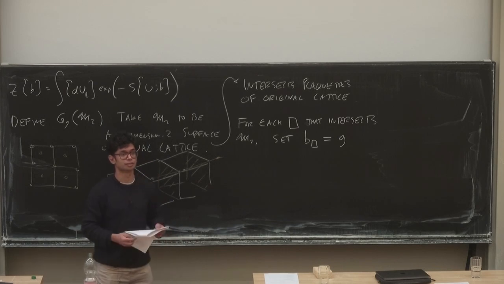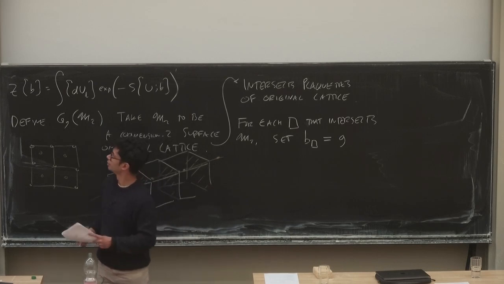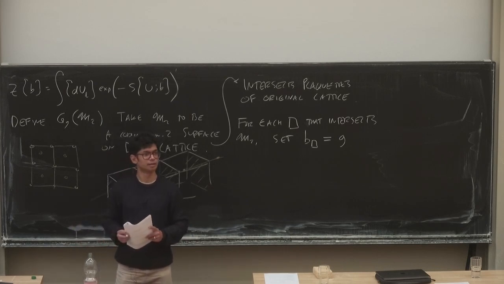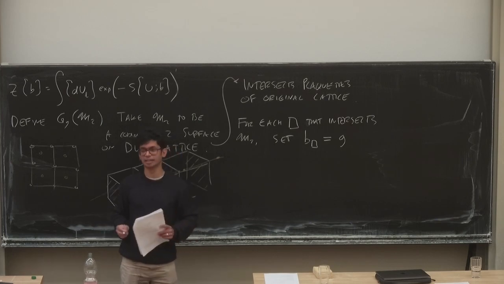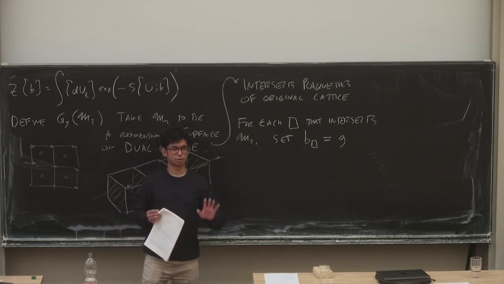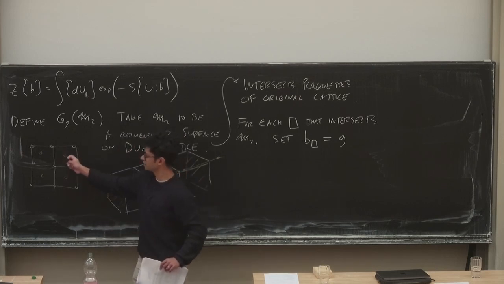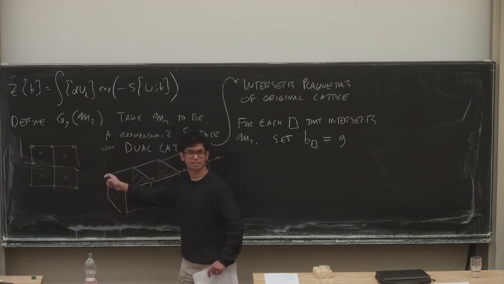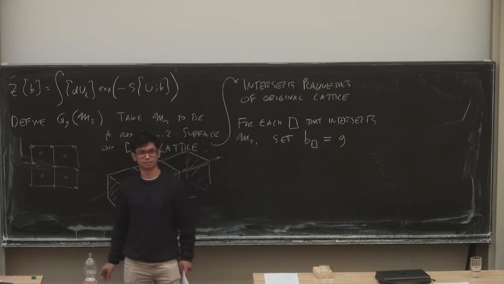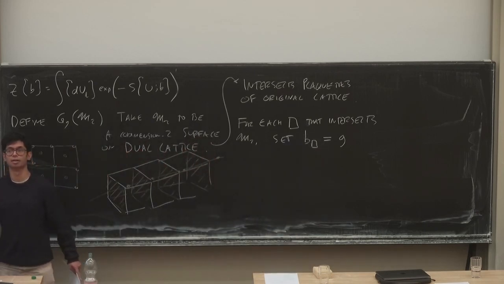Yes? I just thought of something. I was taking the 2D pictures you were drawing too literally earlier. Is a plaquette always two-dimensional regardless? Yes, a plaquette is always two-dimensional. Sorry, I never really defined plaquette. It's a two-dimensional face. In 2D, it's this. In 3D, it's this. In 4D, you get the idea. Other questions?